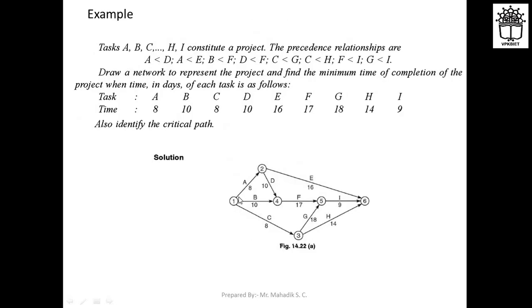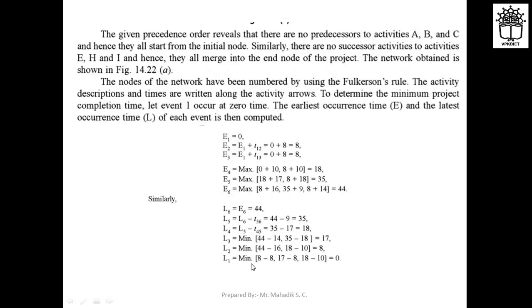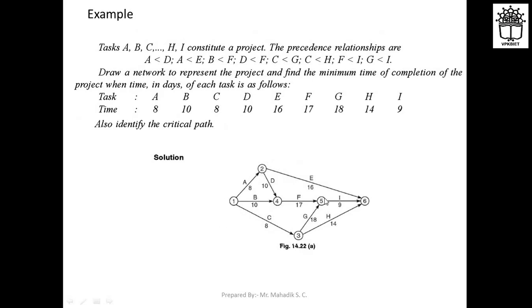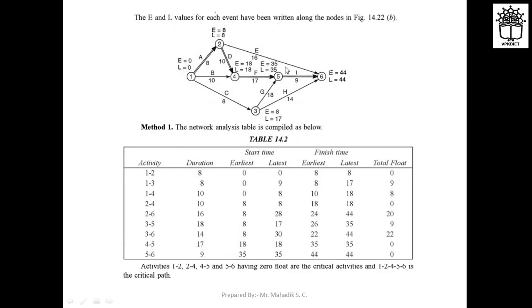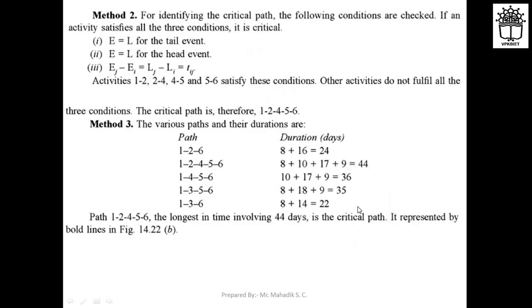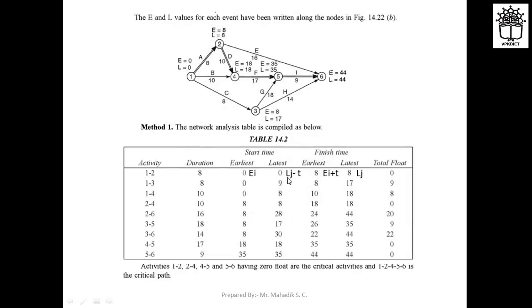So again you can calculate the E and L values like this for all the nodes, that is 1, 2, 4, 3, 5, 6. How to calculate E and L we have discussed already, right? So just calculate E and L for all these. Then calculate the earliest start time, latest start time, earliest finish time and latest finish time. So the earliest start time is nothing but your Ei values, and the latest finish time is nothing but your Lj values, right? So first write down all these Ei and Lj values and use the relation Lj minus T for calculating the latest start time, and Ei plus T for calculating the earliest finish time.